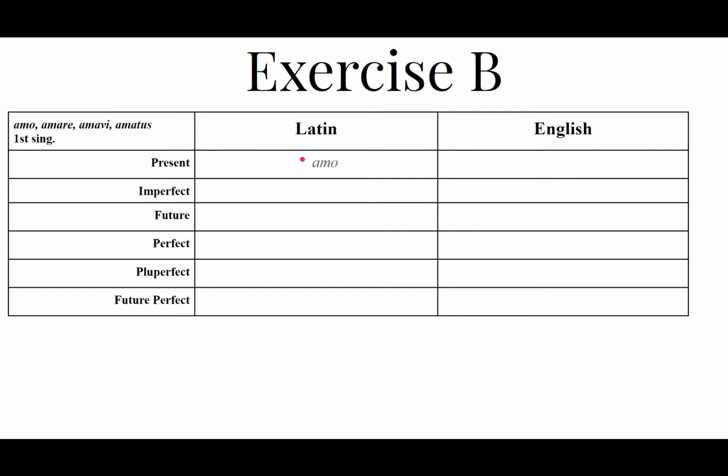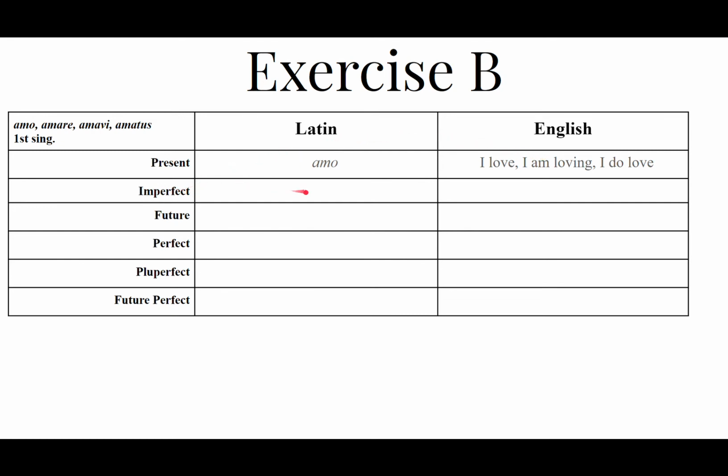How do we translate amo into English? Well, I, first person singular. I love, I am loving, I do love. I love corresponding to English's simple present, and I am loving corresponding to English's continuous present.